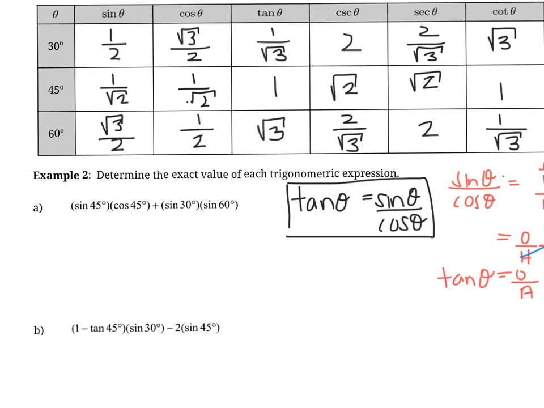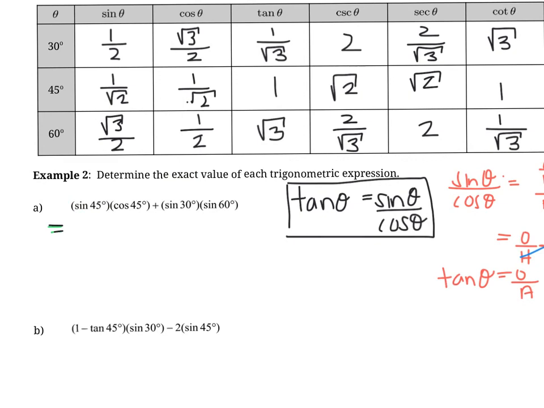So it says we've got to find an exact value. What we're not doing is plugging this into the calculator. We are not doing that. We're going to derive the exact value by using our ratios that we have here. So this is the sine of 45 times the cos of 45 plus sine of 30 times sine of 60. Let's fill in what we know. These are all special angles, so we have the exact trig ratios for 45, 60, and 30.